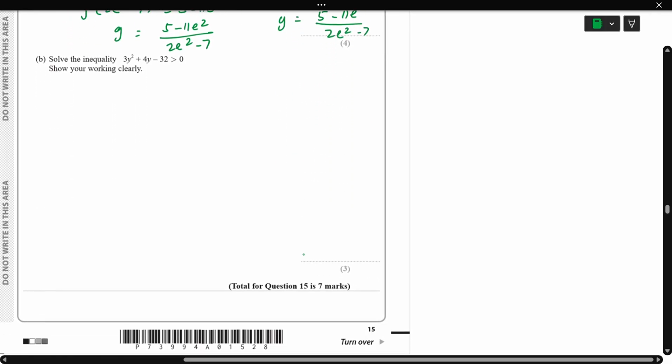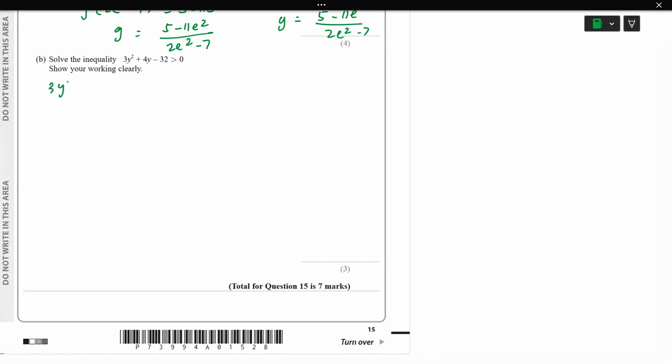Okay, let's go for the next question. Solve the inequality. First, we'll take this equation equal to 0: 3y squared minus 4y minus 32 equals 0. First I solve this. When I multiply, I need to get negative 96, and when adding I have to get negative 4. The factors are 12 and 8. Negative 12 and positive 8. No, for this question I have changed: this is positive, so here it is positive 12 and negative 8.